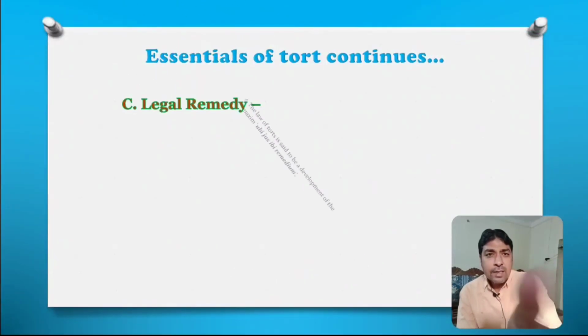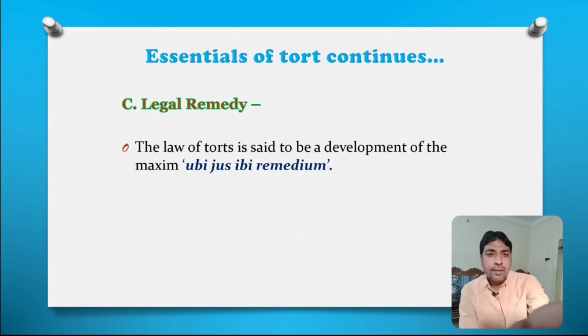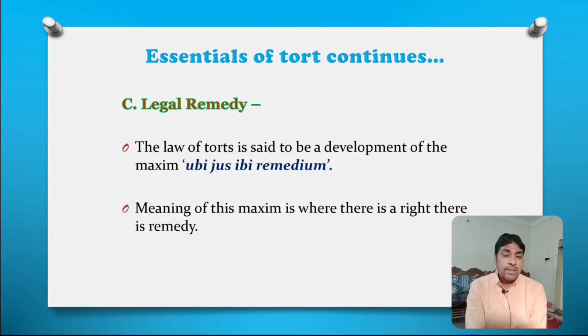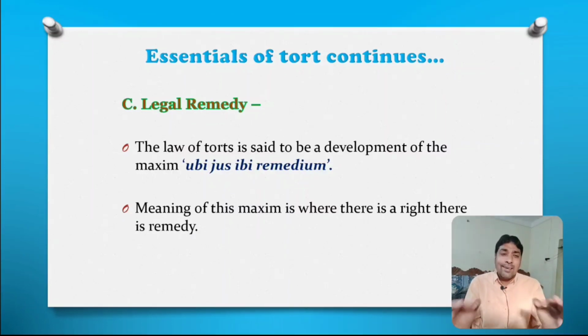Third one is legal remedy. The law of tort is said to be a development of the maxim ubi jus ibi remedium. The meaning of this maxim is where there is a right, there is a remedy. If the right of the person is there, and that right is violated, definitely there will be a remedy for that person. If a person's legal right is violated, no doubt he will get compensation.